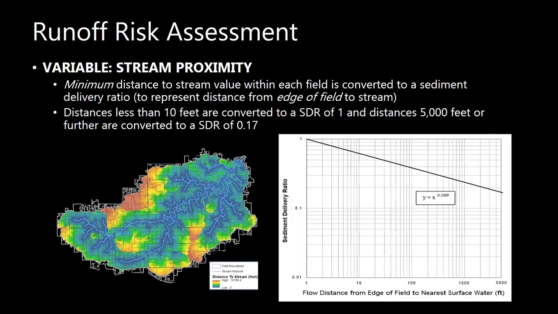So the first variable of the runoff risk assessment is stream proximity. And so values from the distance to stream raster will be converted to a sediment delivery ratio, and this is going to represent that distance from each edge of the agricultural field. This has a range of 0.17 to 1. Where distances less than 10 feet are converted to a sediment delivery ratio of 1, indicating that they're very close to the stream. And distances that are 5,000 feet or greater away are converted to a sediment delivery ratio of 0.17.